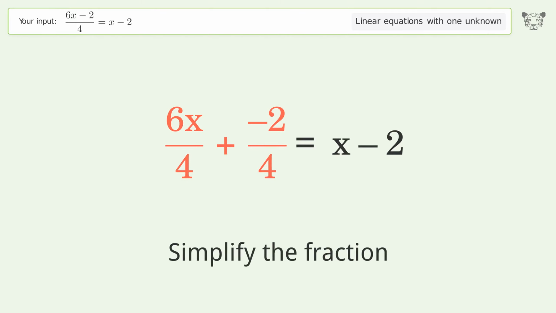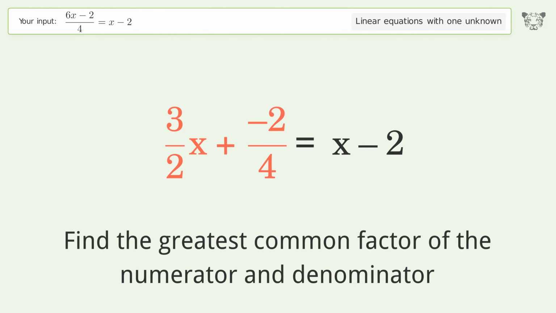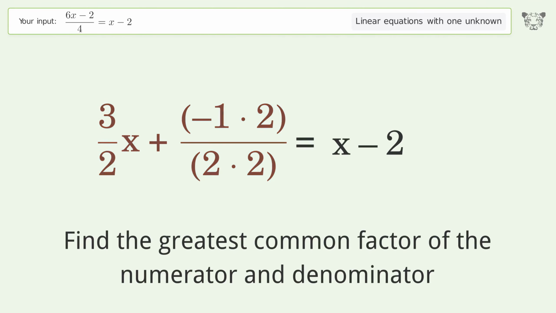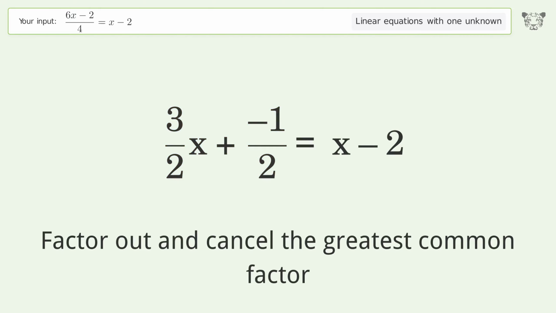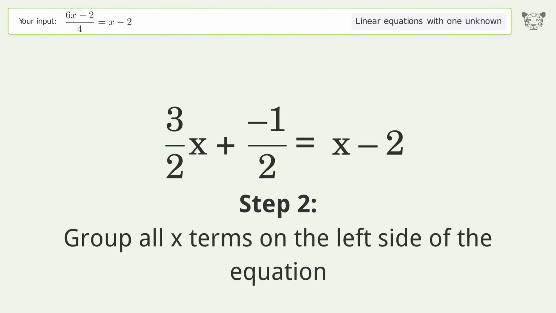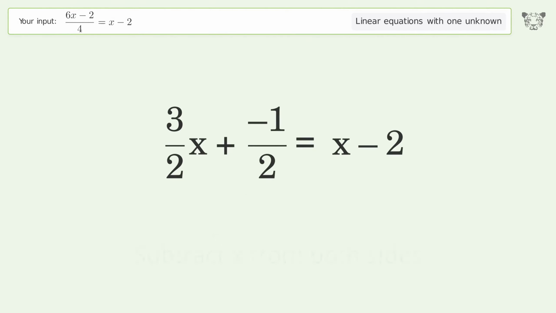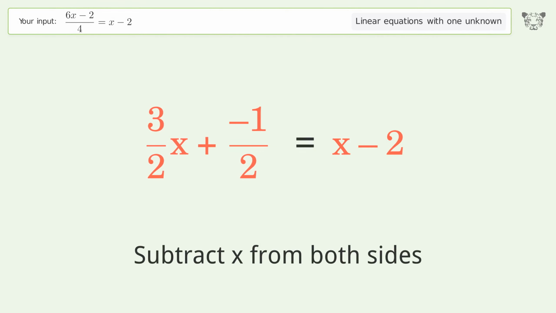Simplify the fraction. Find the greatest common factor of the numerator and denominator. Factor out and cancel the greatest common factor. Group all x terms on the left side of the equation. Subtract x from both sides.